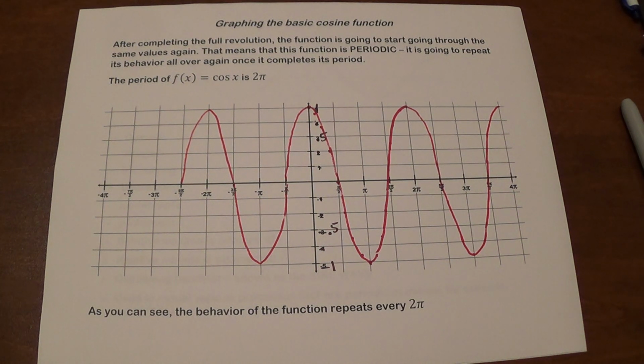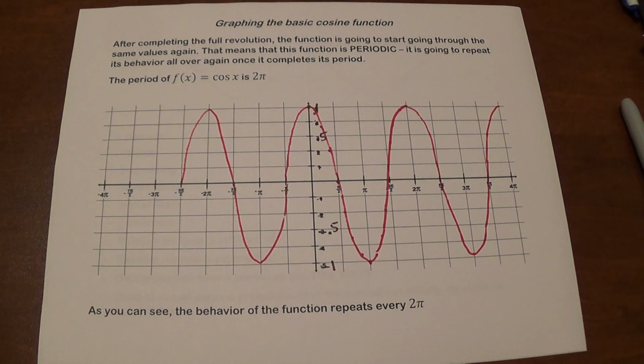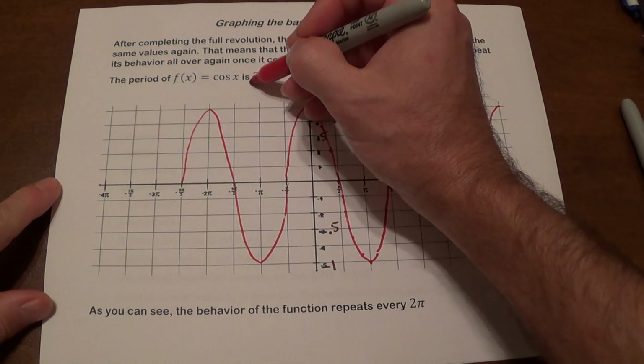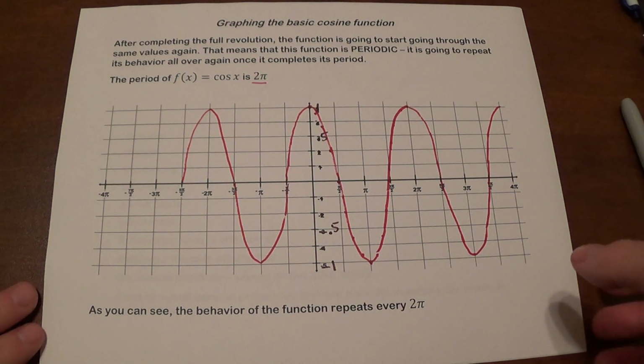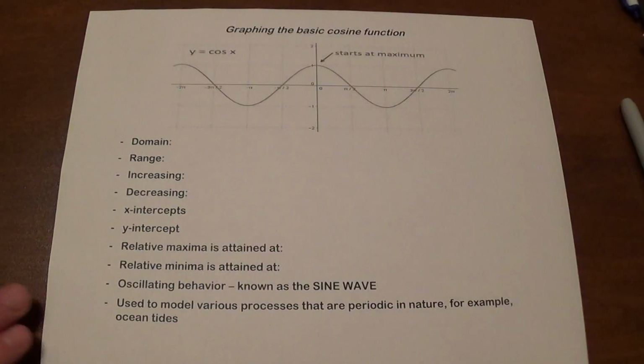Okay, so this graph is what we call a periodic graph. It repeats once it completes a full period, which in this case is 2 pi, right here. So a full revolution around the circle is going to bring you back. So this is the graph. Let's just summarize some of the things about that.